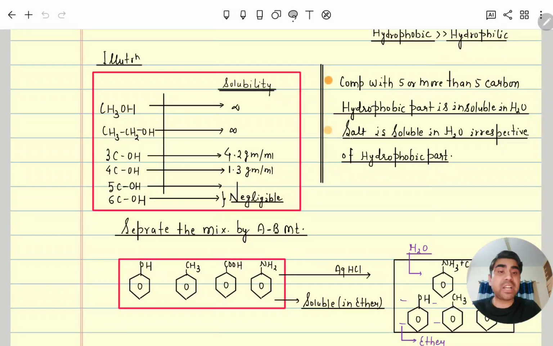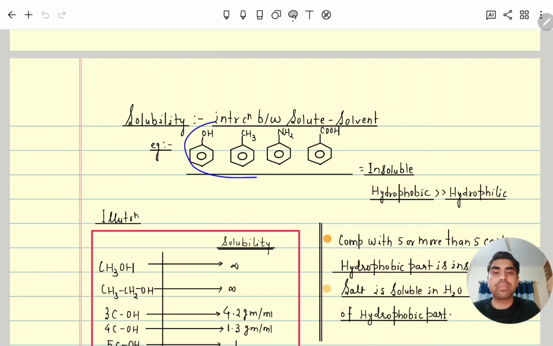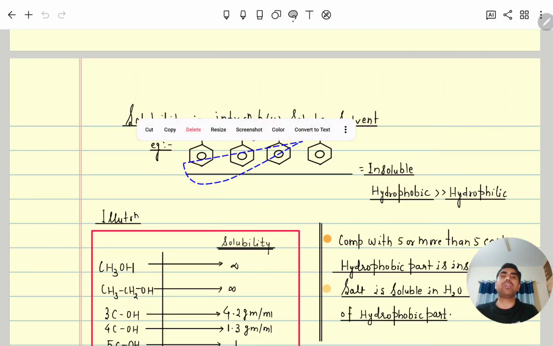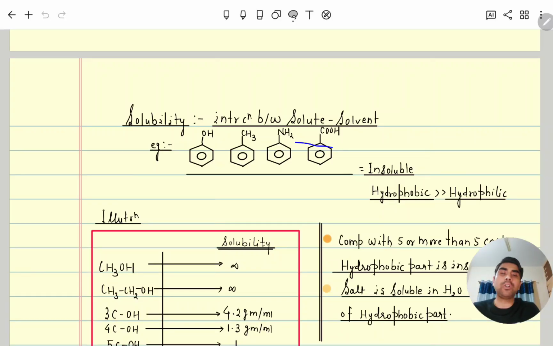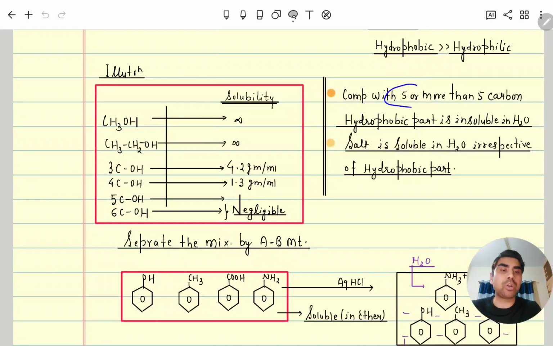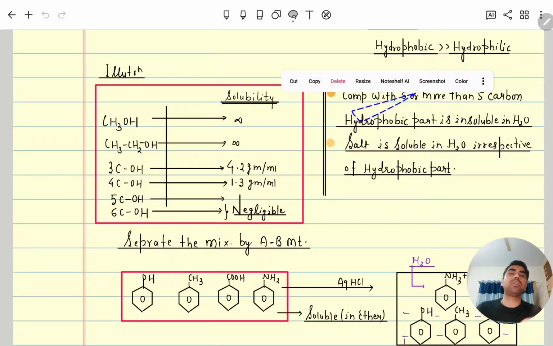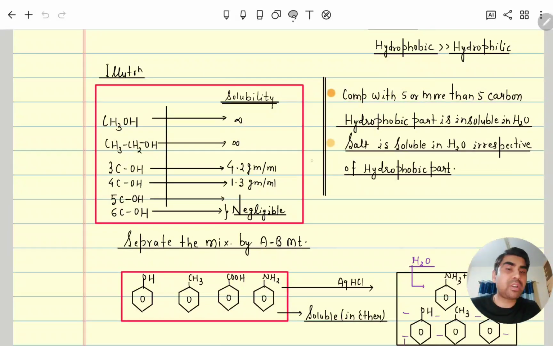But one thing is that their salts are soluble in water irrespective of their hydrophobic part. If you create their salt, here if it is forming ONa, here also CH3C double bond O Na, such types of compounds are soluble in water irrespective of their hydrophobic part. Clear? So these two concepts we discussed. One, that with 5 or more carbons it is not soluble, but even if 100 carbons are there, if it forms a salt, that salt is soluble in water.